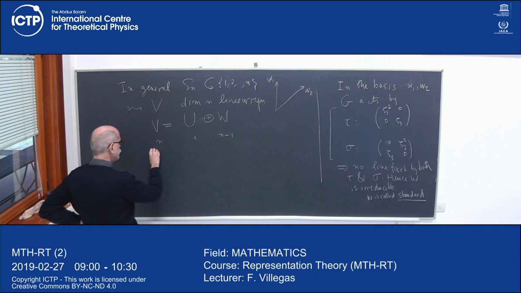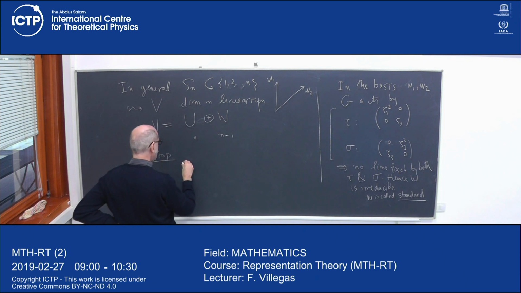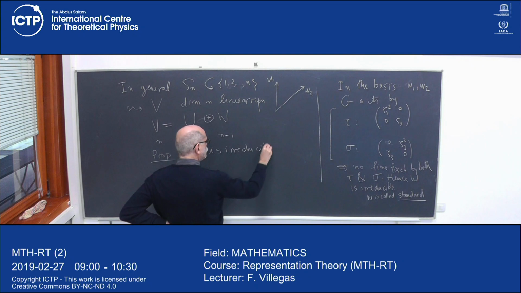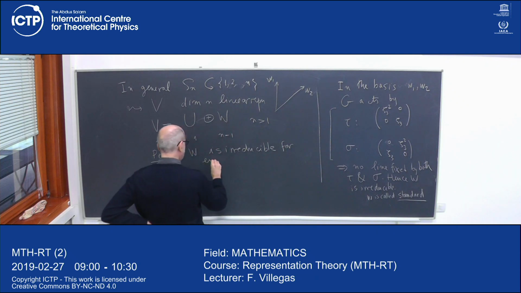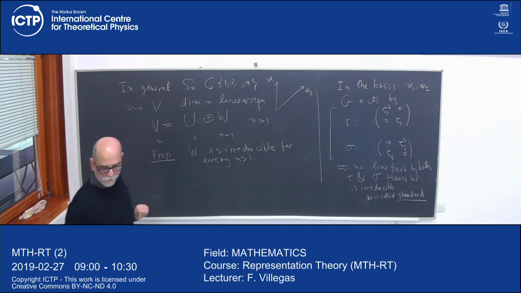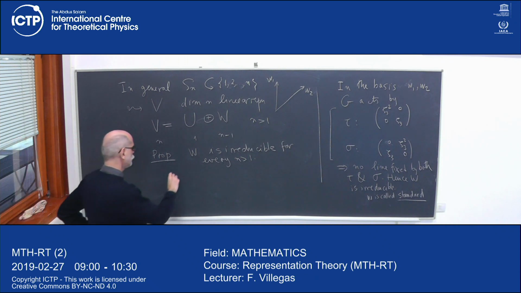We might get to this, but let me just announce it now. W is irreducible for n bigger than 1, for every n. We did it by hand for n equals 3, but it's in fact true for any n, and this is called the standard representation.